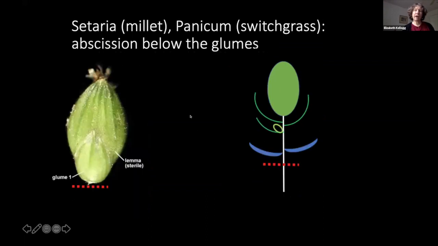If we look at something like millet or panicum, like switchgrass, on the other hand, the abscission is below the glume. So there's a glume, and the thing breaks off, the spikelet falls off entire. So there are no bracts left on the plant. So you've got a couple of blue glumes here, and then an abscission zone right below it. So in some of the things that I've just showed you, you've got abscission above the glumes, and in some it's below the glumes.